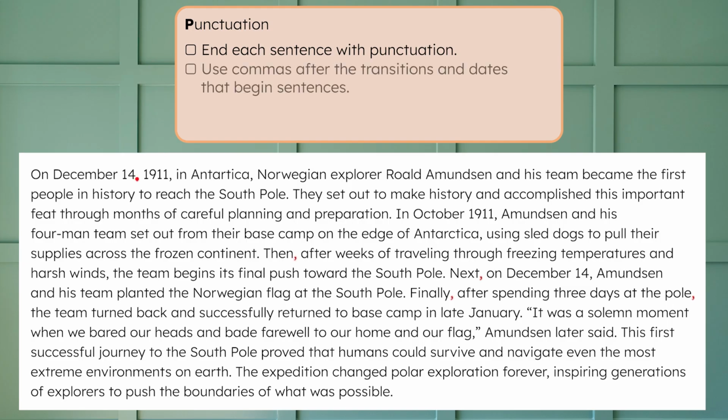Next, commas. Just like B does here, you should use a comma after the transition words or dates that start your sentences. The comma acts like a small pause button between the setup and the main part of the sentence. It signals to readers that the introduction is done and the important information is coming next.